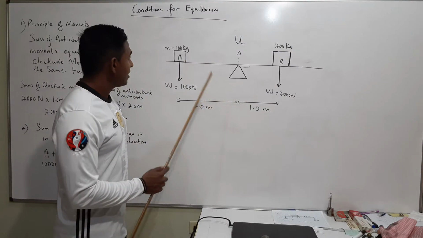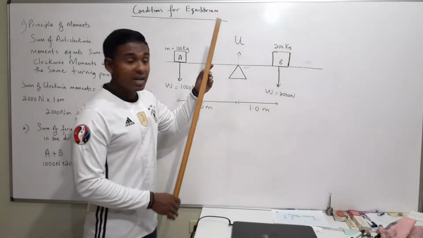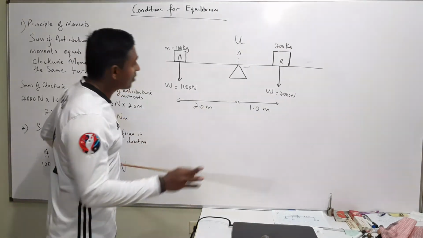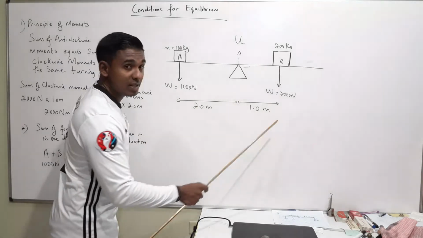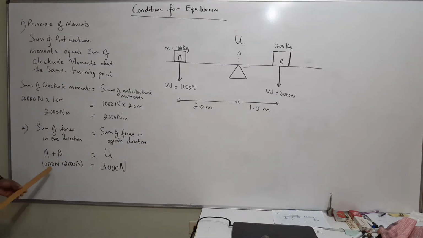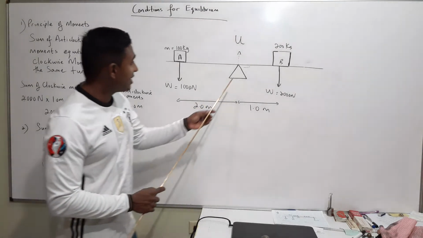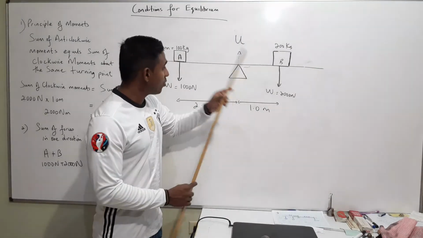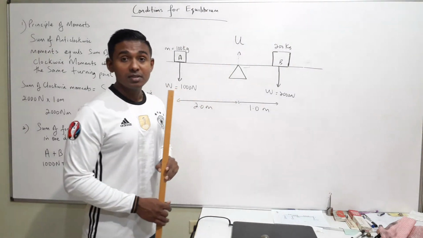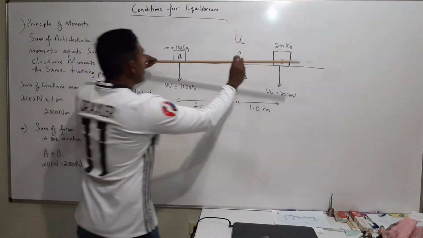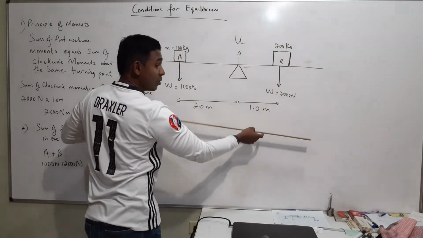So the sum of the forces in one direction, there are two directions here. There are forces acting upwards and there are forces acting downwards. The two forces acting downwards are, of course, the weight of A and the weight of B. So A plus B gives us 3,000 newtons. So that means that the upward force provided by this trestle to support this system is 3,000 newtons. Sum of forces in one direction going up is equal to the sum of the forces in the other direction, in this case going down.